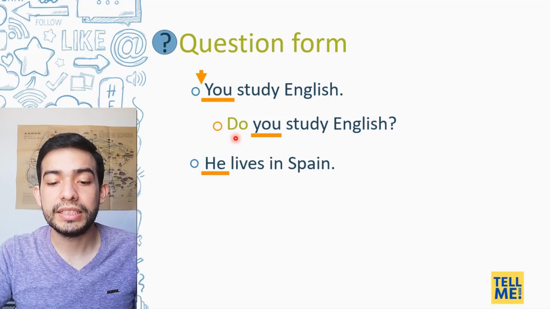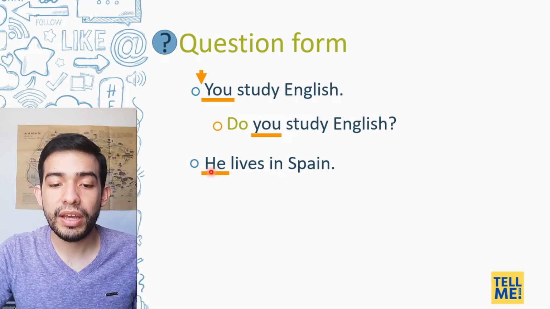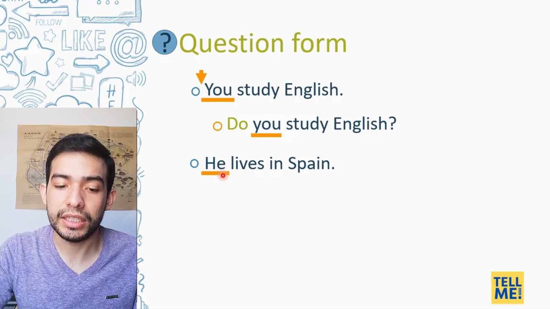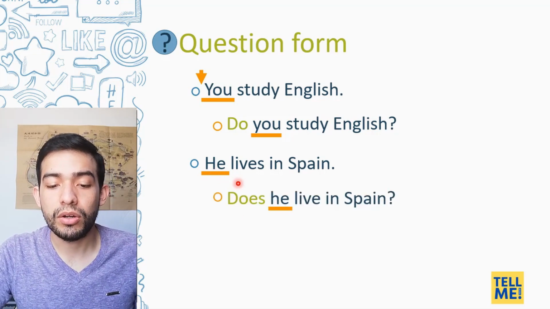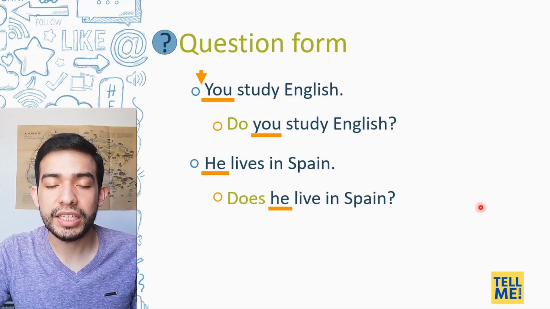Now, for the next sentence, he lives in Spain. So all we have to do is put the auxiliary verb behind it. Now, he uses do or does? Does, right? So, does he live in Spain? Does he live in Spain?